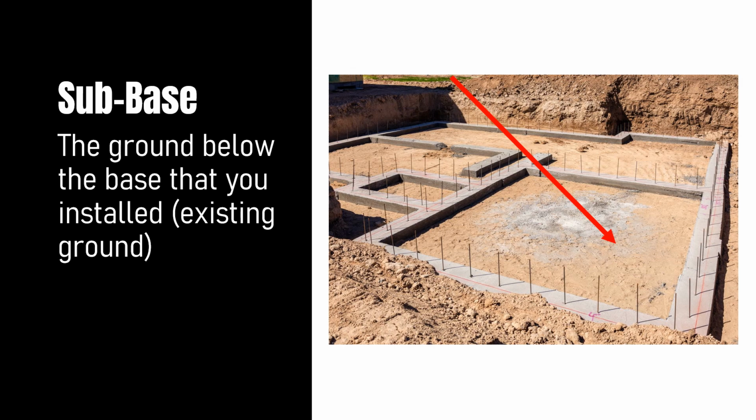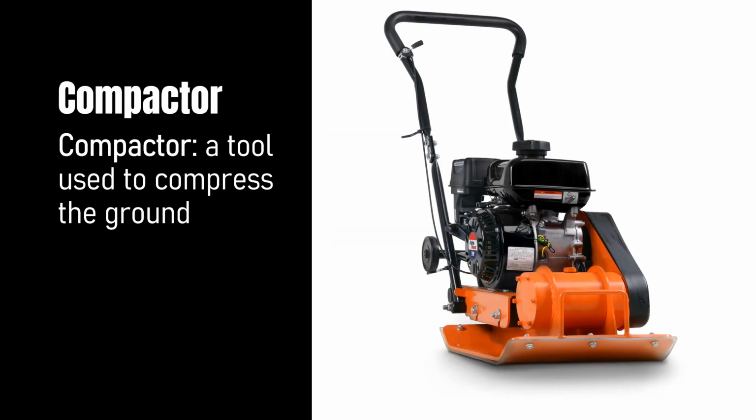Now you might be wondering, what's a subbase? A subbase is the ground below the base being used for the pour. Put in simpler terms, the subbase is the existing ground. The red arrow on this image is pointing to the subbase or the ground. This is the compactor that is used to compact the subbase. Its primary purpose is to compress the ground and make it level.